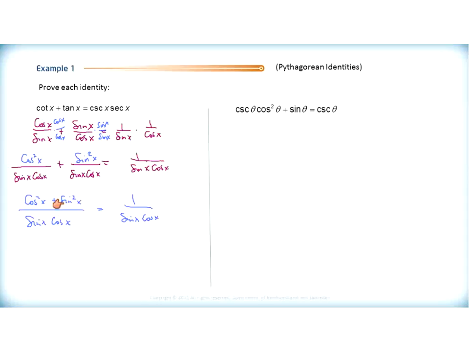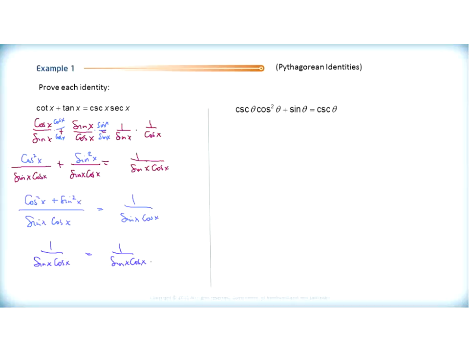Immediately you should recognize your numerator here is the Pythagorean identity, cosine squared plus sine squared, which equals 1. So I'm simply going to rewrite the expression as 1 over sine x cosine x. And of course, that's exactly what I'm looking for on the right side. So I've now proven the identity. So we'll look at the next example here.